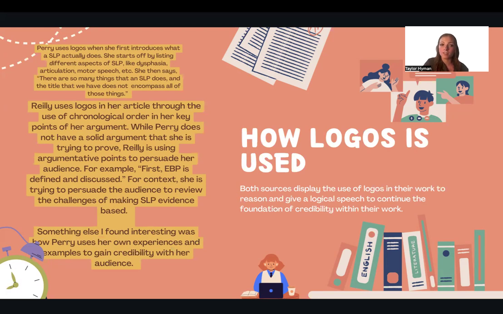She starts off by listing different aspects of speech language pathology, like dysphagia, articulation, motor speech, etc. She then says, there are so many things that an SLP does, and the title that we have does not encompass all of those things.